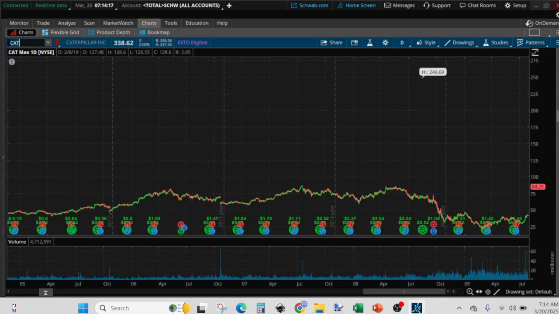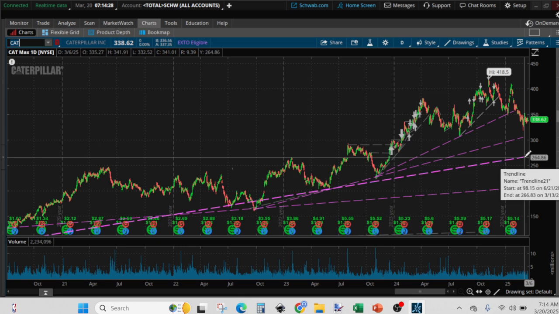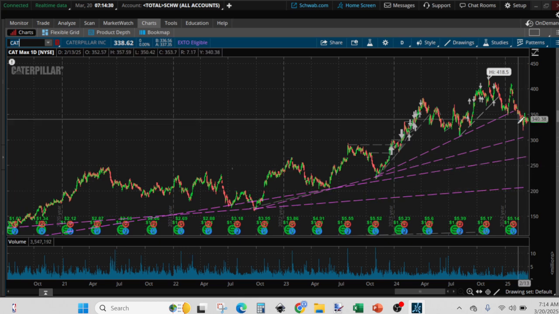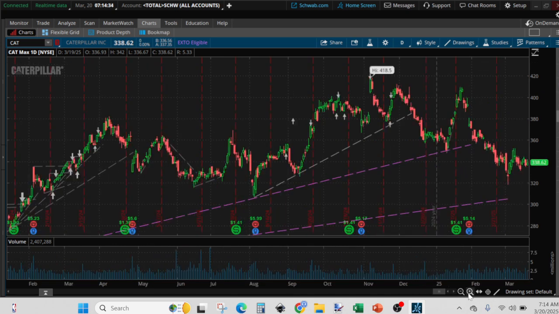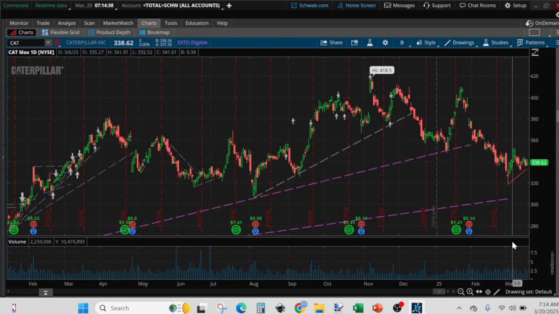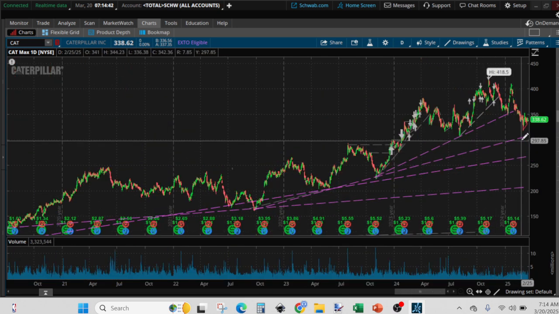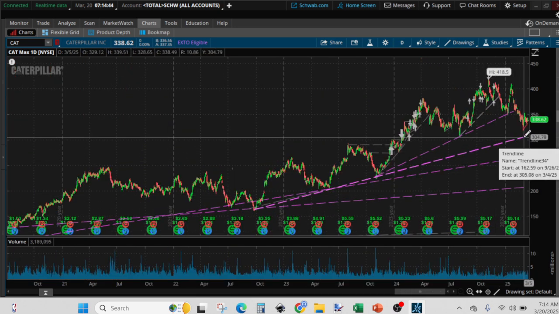CAT. So CAT pulled back to this trend line, but it does show a tall mountain, so I'd prefer to buy somewhere here or here. So I'm not sure what it is doing at this point. Let's see. We do have an uptrend there as well, but I just don't know if this is tall enough.